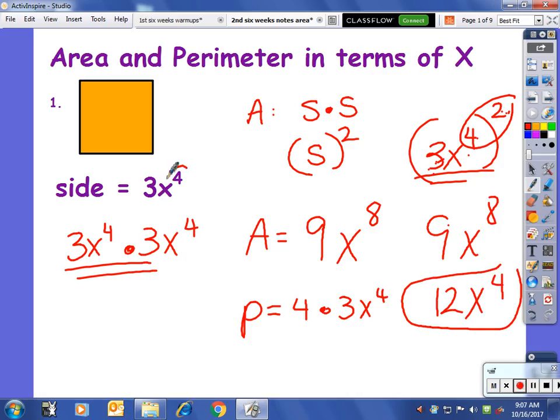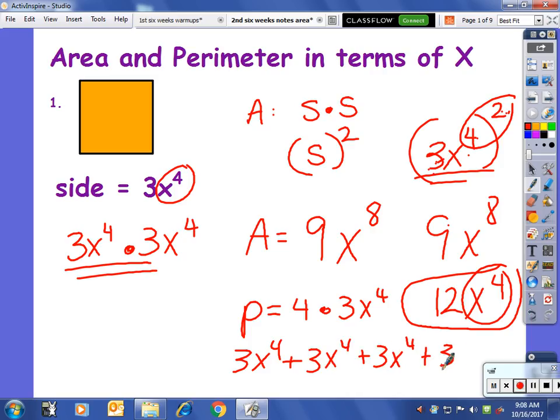Look at my exponents. Did they change? No. Because really what we did was we did 3x to the fourth added 4 times. The x to the fourth part doesn't change because you're adding up how many there are. 4 3s make a total of 12 of those guys. 12x to the fourths.